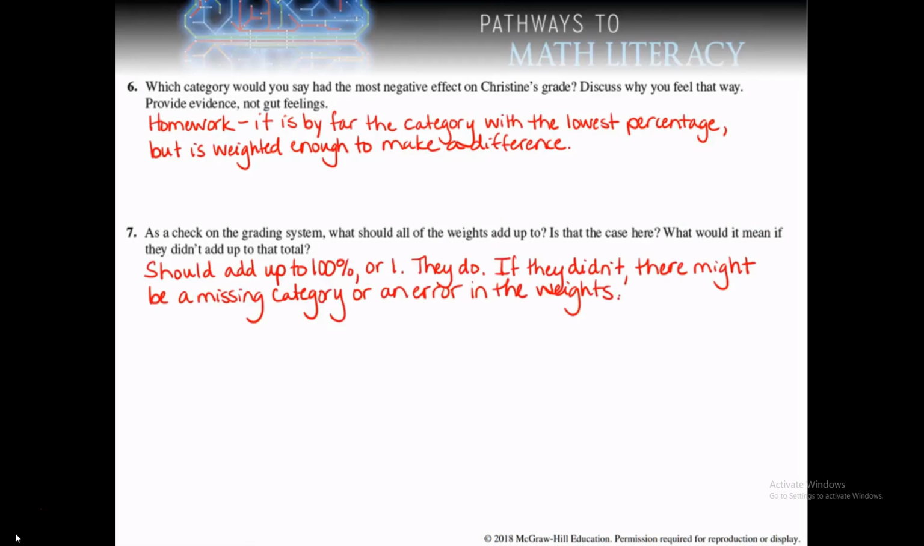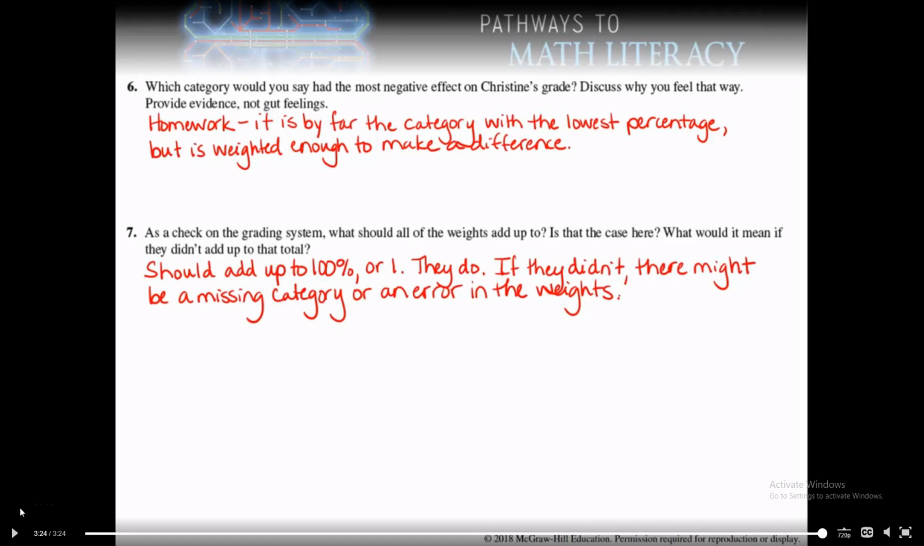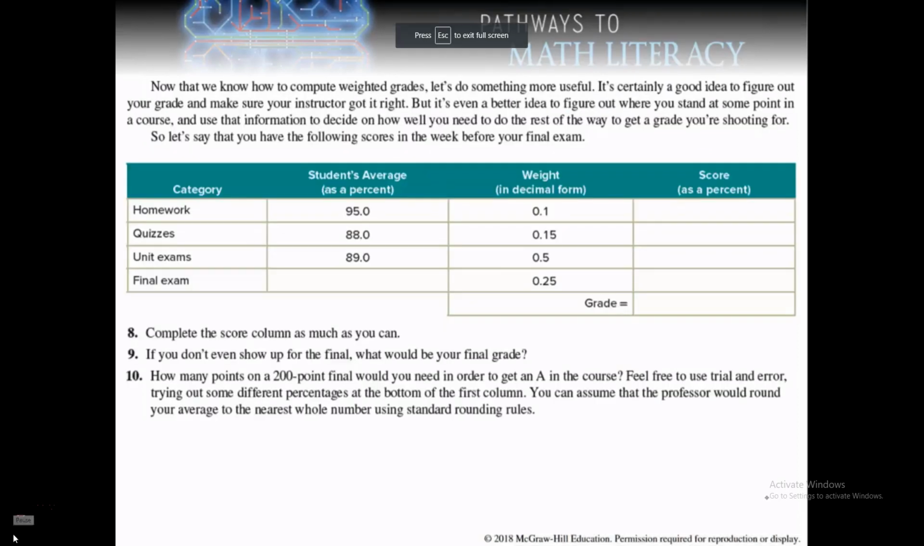Here we're going to use a weighted grading scale and figure out what a student needs on the final to get the grade that they want. So in question 8, it says to complete the score column as much as you can. So remember, the points column for each category, or in this case the score, is the average for that category times the weight. So for homework, we'll do 95 times 0.1, and that gives us 9.5.